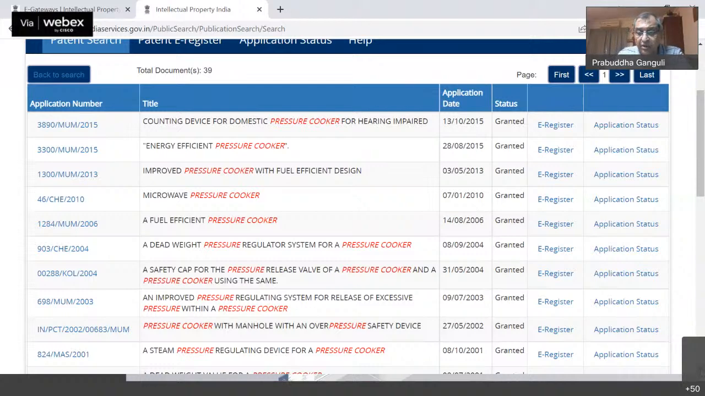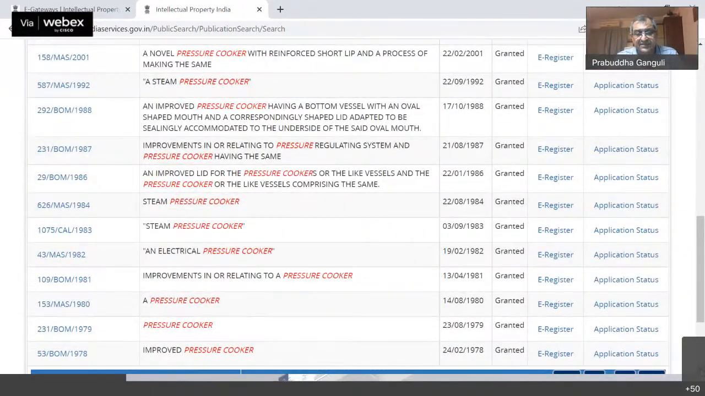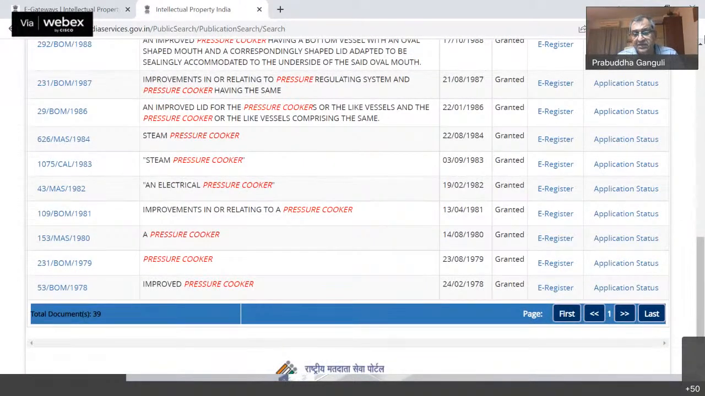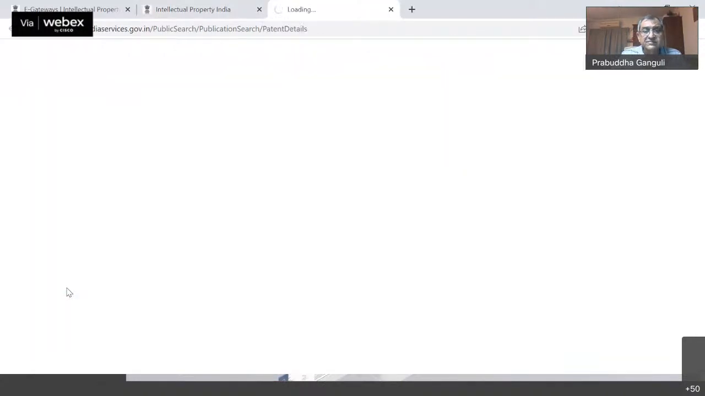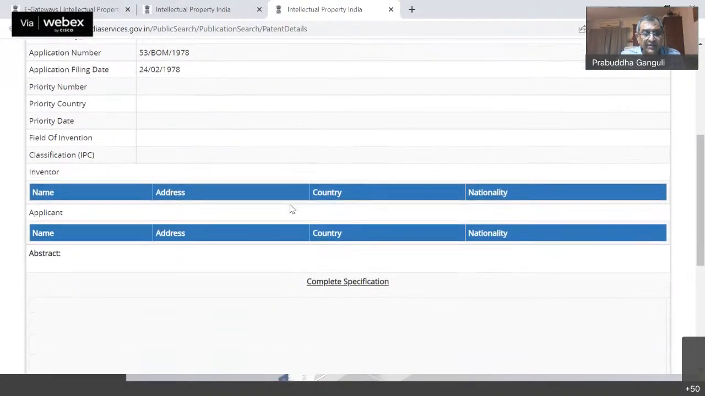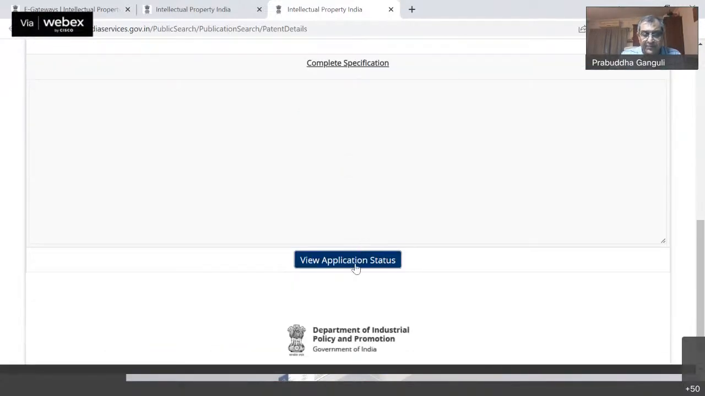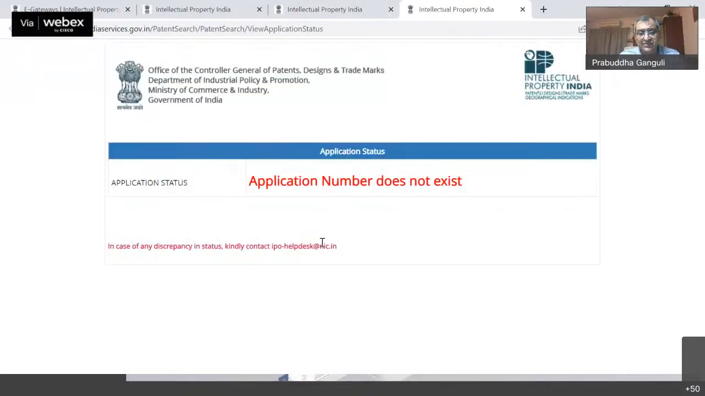So, see here, all these applications, all these are on pressure cooker. All these patents, when you put it within brackets, you will see all of them have been marked and these are all there. And if you want to see this patent, just click here. And it shows you improved pressure cooker, right? And then you want to see the application status. So you can do these searches. There you are. It says that somebody filed it, but they abandoned it. So this is not a good example.